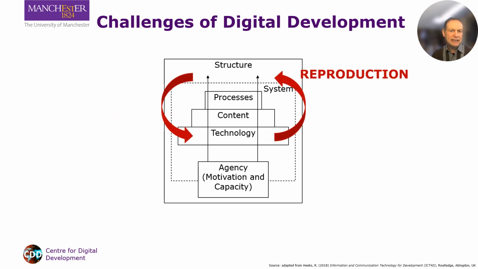The first is reproduction, which means that digital development platforms and activities tend to reproduce rather than change social structures. So, for instance, work in Kenya showed that mainly elite groups are active on social media, so social media tends to reflect their interests and reinforce their elite power.